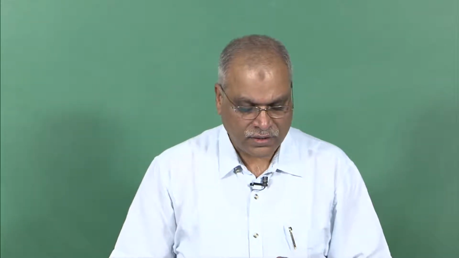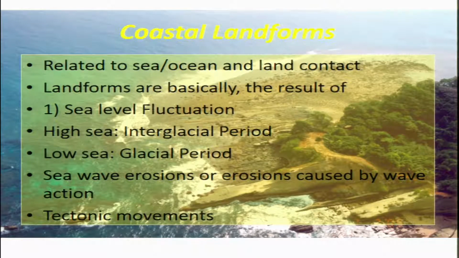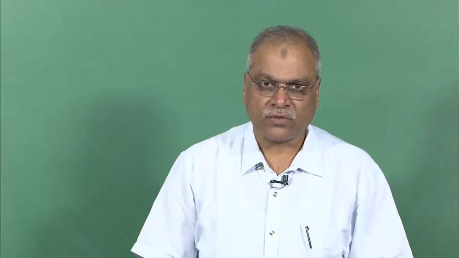Then sea wave erosion is one of the common factors. Mainly the wave action will result in the formation of different landforms, and the deposition of material along the coast will also result in different landforms and different environments in that particular area. And of course, the last is tectonic movements. Plate motions can also result in the formation of different coastal landforms along the periphery, where you have an ocean and land contact.